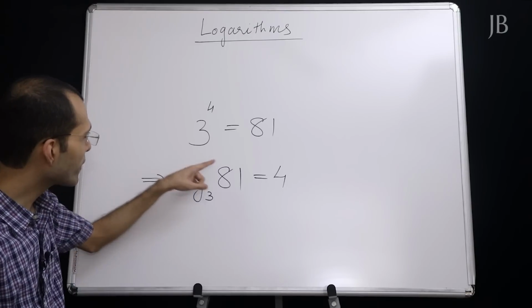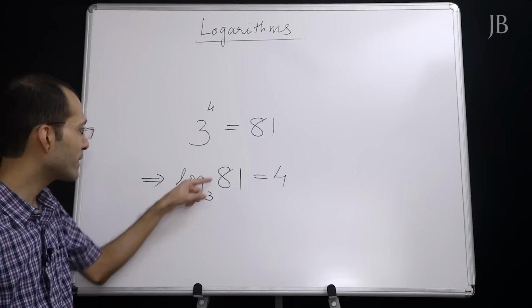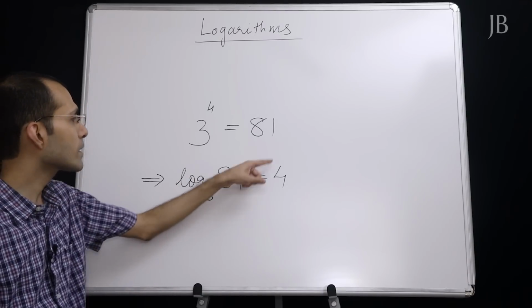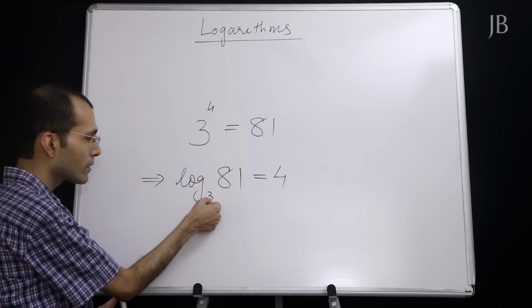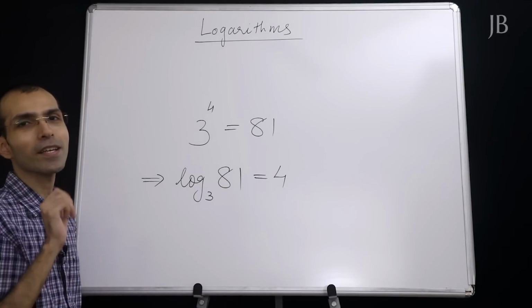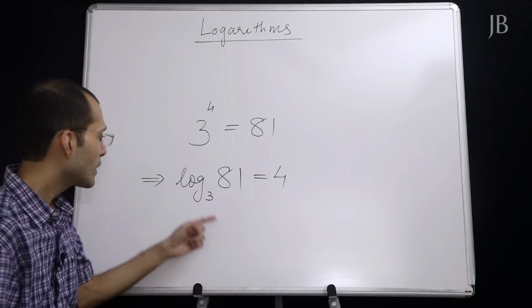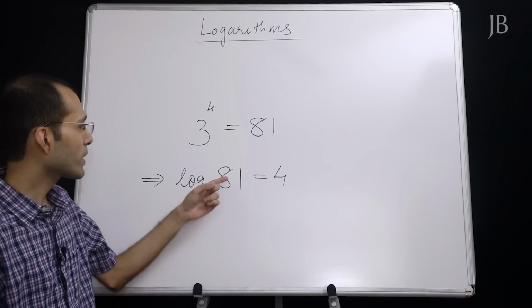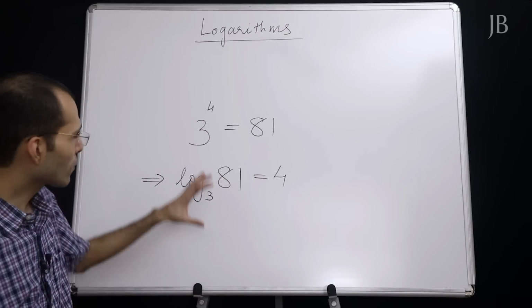So see, log of 81. We write this as log 81 to the base 3, answer will be 4. Now cross check. 3 raised to 4, how much? 81. So we are correct. If we had written 5, suppose, then 3 raised to 5 will be how much? 243. Here it is 81. That means our answer is not correct. So did you get an idea?